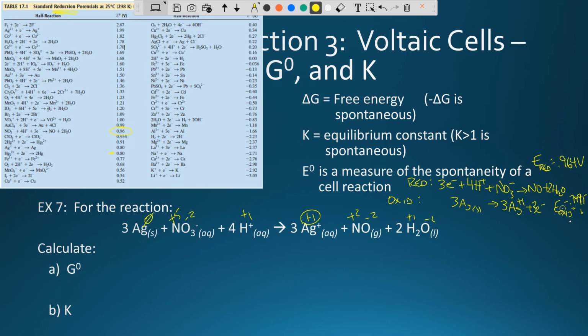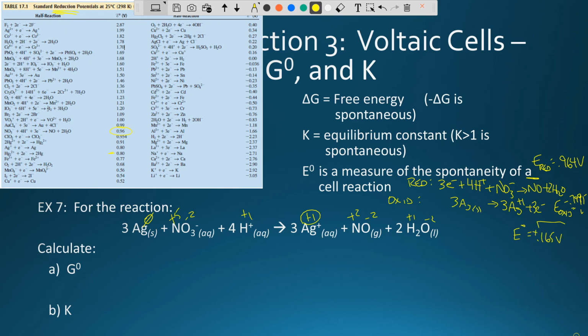So what's the difference in this, what's the potential of the energy? I subtract those two and I end up with 0.165 volts. Okay, so that's going to be my energy potential. Okay, so now I've got all the pieces. Notice that this is a positive value.